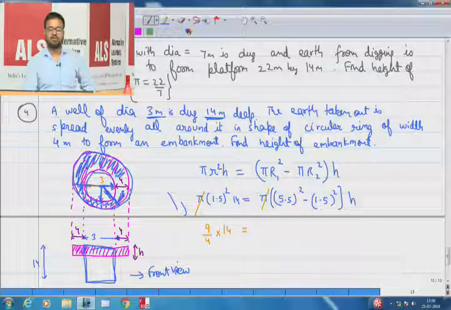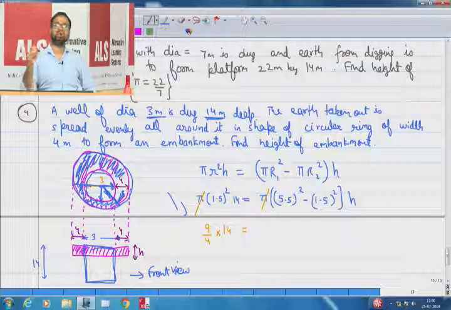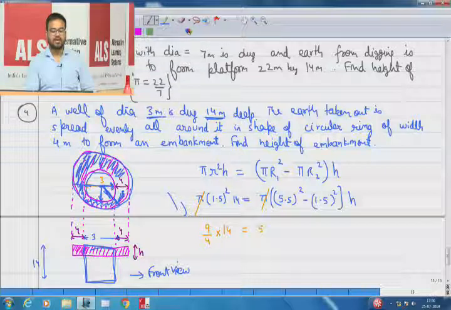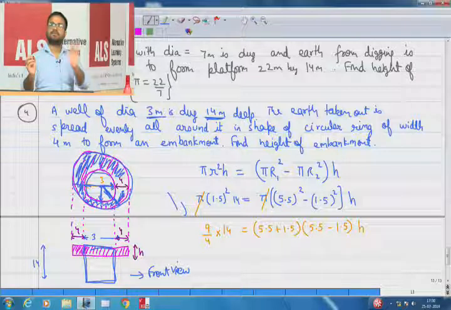Now how can you do this, 5.5 square minus 1.5 square? You remember that identity, a square minus b square. The expanded form of a square minus b square is a plus b into a minus b. So you can write it like this: a plus b times a minus b into height.